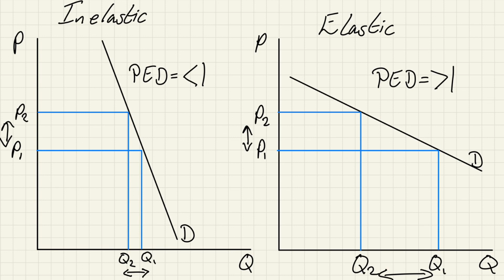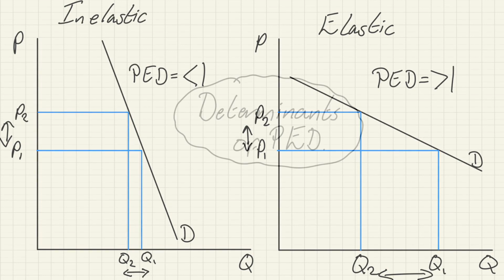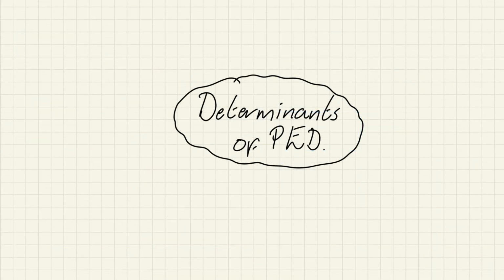On the second diagram, we can see that a relatively small change in the price has led to a relatively large change in the quantity demanded. So here the PED value is greater than 1, and we can say that the demand for this product is elastic. Now we're going to draw a simple spider diagram that's going to list the major determinants of PED. They're the factors that determine the PED value for a product.